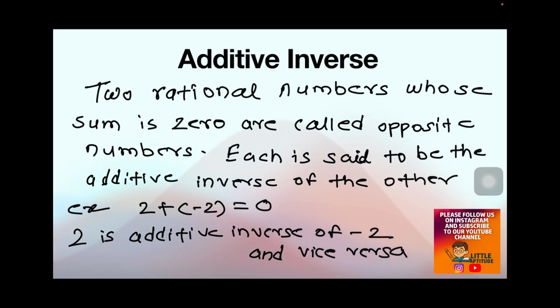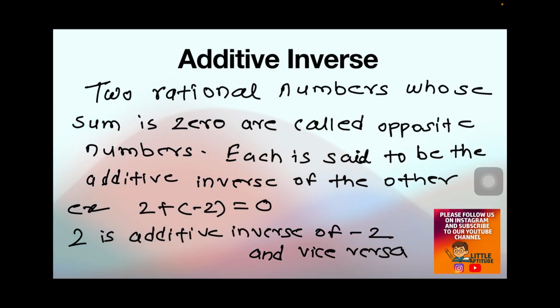Two rational numbers whose sum is 0 are called opposite numbers. For example, -2 plus 2. If you do the sum of these two numbers, the sum is always 0. That's why this is called opposite number. Other example, -15 plus 15. If you do the sum of -15 and plus 15, these are called opposite numbers because their sum is 0.